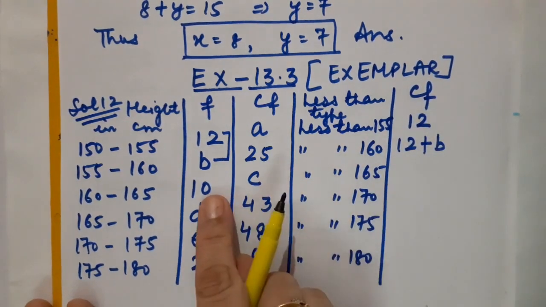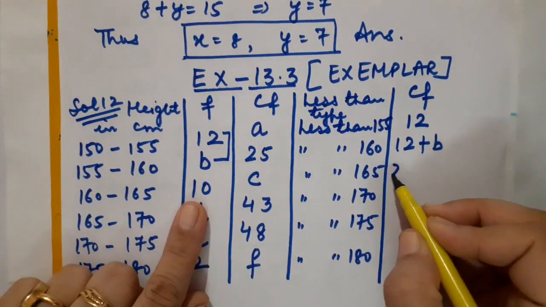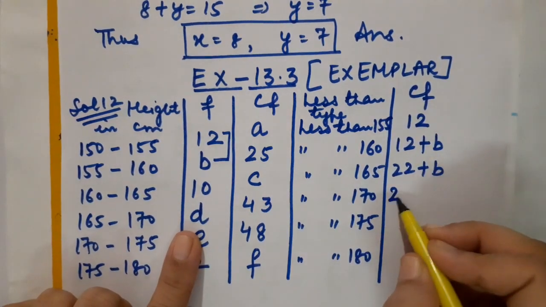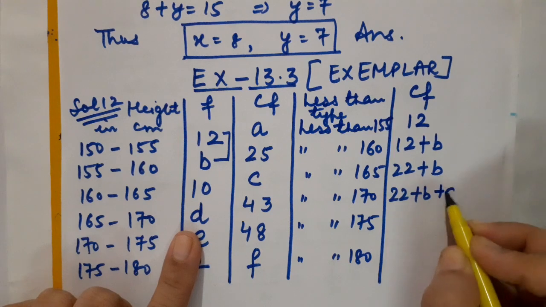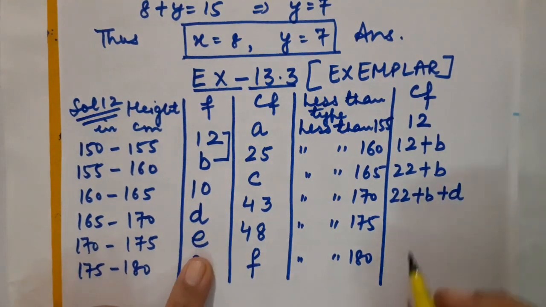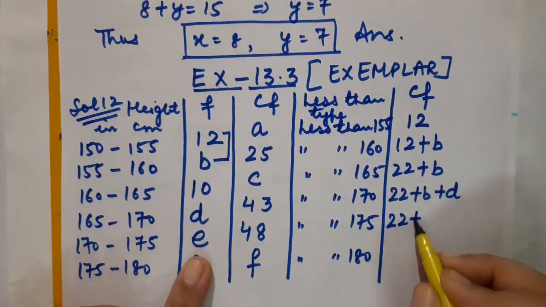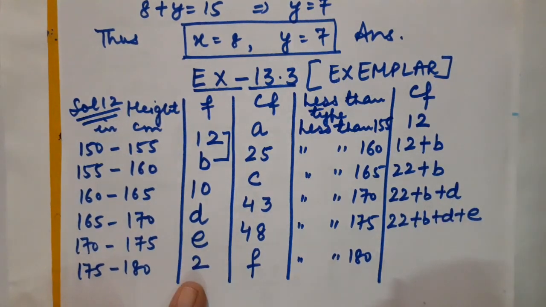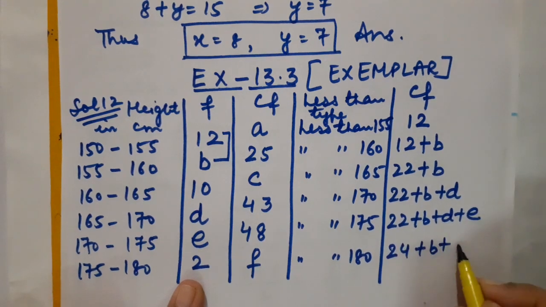In the same manner, then I will be adding 10. It would become 22 plus B. Then I will be adding D. It is 22 plus B plus D. Then I will be adding E. 22 plus B plus D plus E. And ultimately I will be adding 2. It would become 24 plus B plus D plus E.